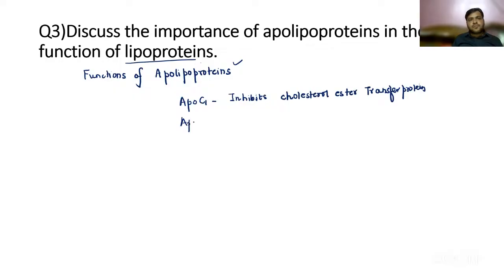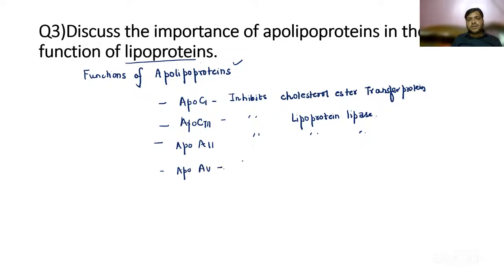We have apoprotein C3, and remember it inhibits lipoprotein lipase. Again, these will all be cleared when I discuss the metabolism. As of now, you just have to remember because this question has been included, so I have to cover it. ApoA2, again, inhibits the lipoprotein lipase. That is one of the functions you have to remember.